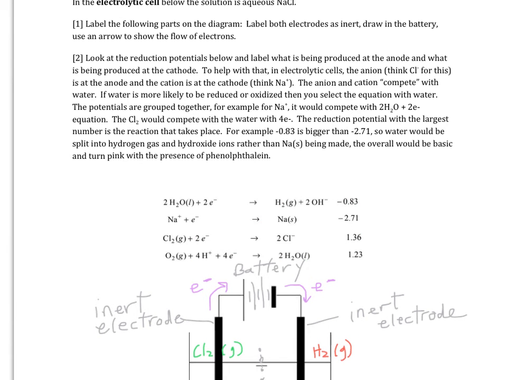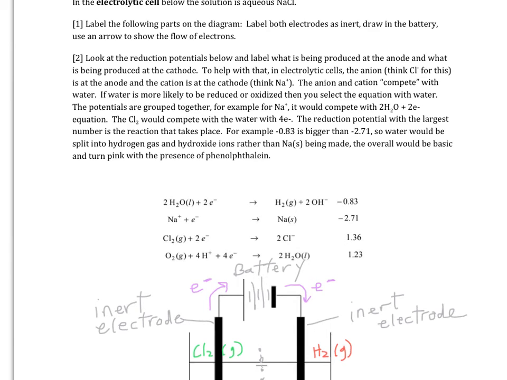So number 2, look at the reduction potentials below, and label what is being produced at the anode and what is being produced at the cathode. To help with that, in electrolytic cells, the anion, think Cl- for this, since this overall cell has NaCl in it, is at the anode, and the cation is always at the cathode. The cation in NaCl is Na+.